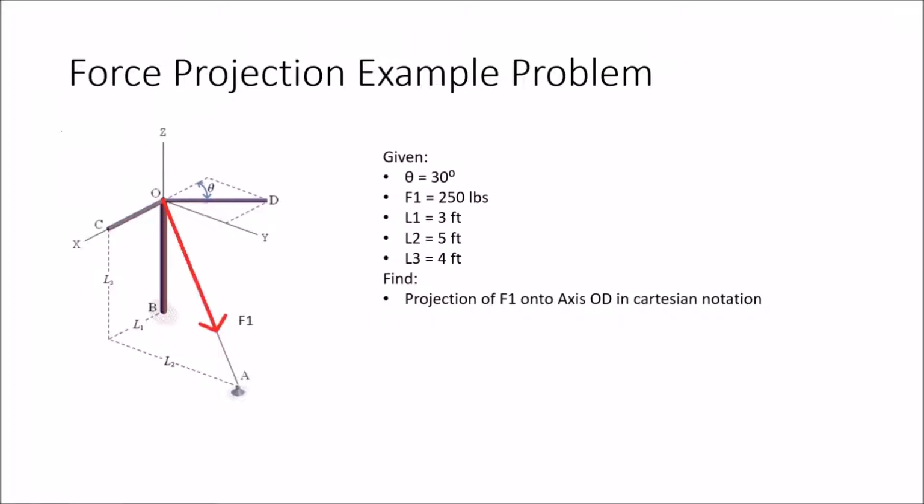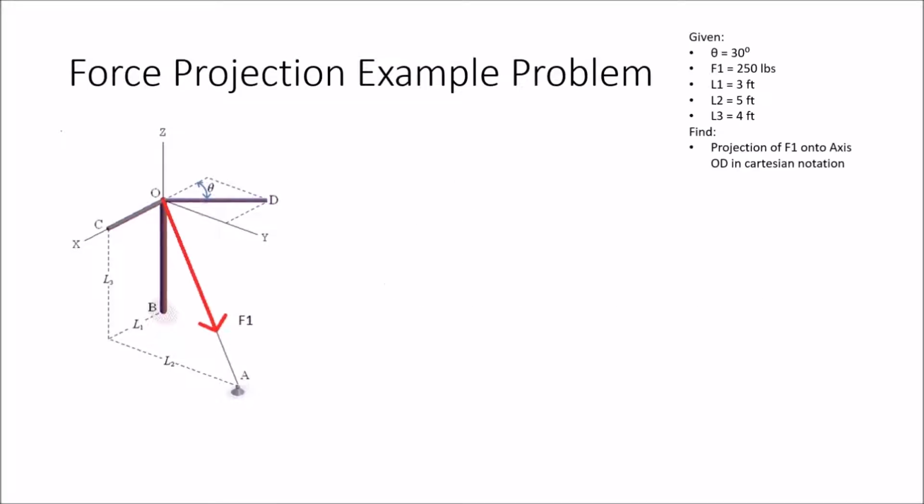To help explain the idea of force projection, we are going to do an example problem. In this example problem, we have a force going down cable OA, and we want to know how much of it is going down rod OD with the given information. The process that I follow when I am finding the force projection is to find the unit vector of the axis we are projecting onto first.